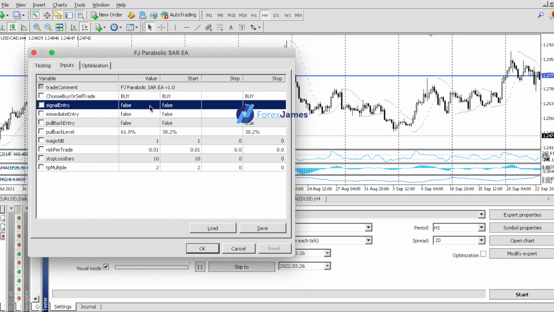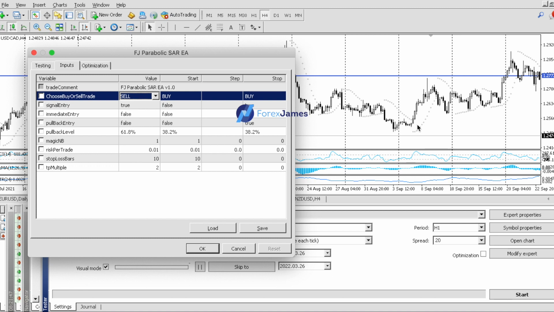A signal entry for a buy would mean that as prices are in a downtrend, the moment it hits one of these dots, it's going to take you into a long trade. That's what a signal entry for a buy means. And it's the opposite for a sell. If it's an uptrend, the moment price hits one of these lower dots, it's going to take you into a sell right away. The stop loss bars are the last 10 bars of the market entry.